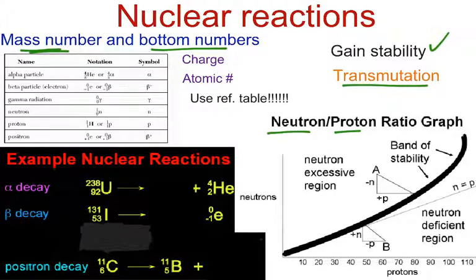Now, the bottom numbers could be either charge if it's a particle, or it could be an atomic number if it's an element. Okay, an atomic number tells you the number of protons.